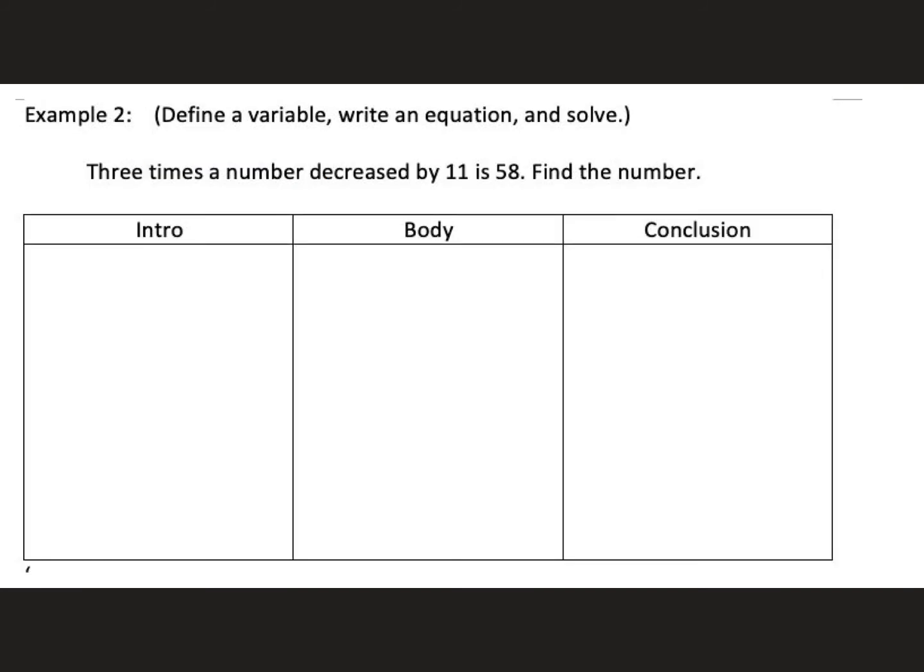All right, so turn the page. Let's look at number 2. So example number 2, again, we have our intro, our body, and our conclusion. Let's read what we have. 3 times the number decreased by 11 is 58. Find the number. First of all, we have to define our variable. Let's do m for Marion. Let m equal the number, because that's what we're looking for.